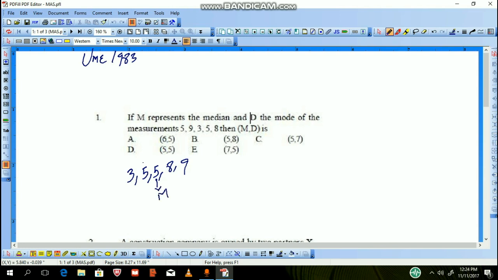For us to get the mode, it means the most occurring number, and the most occurring number in this case is 5 because it occurs twice. Therefore our mode is 5, our median is 5. It implies our answer is option D. That is for question number 1.